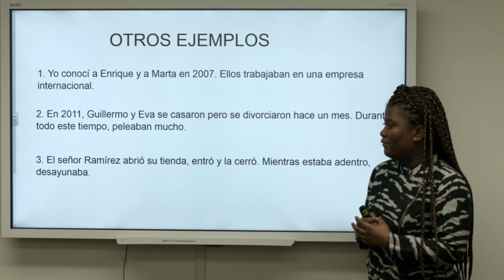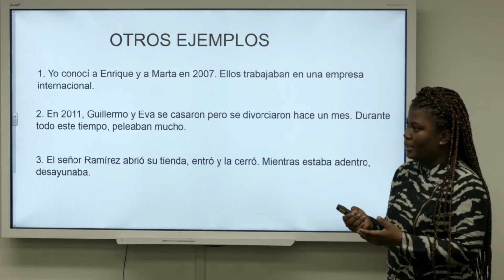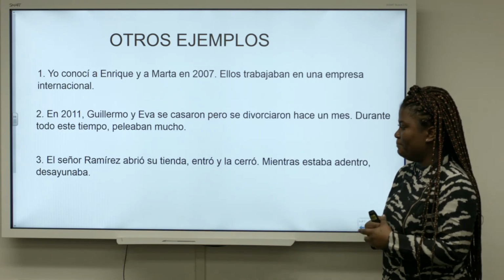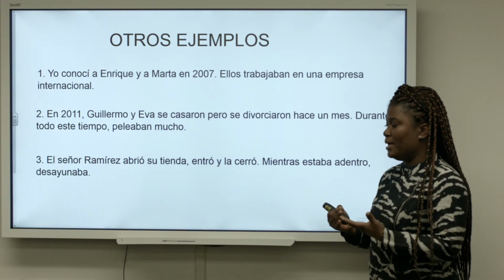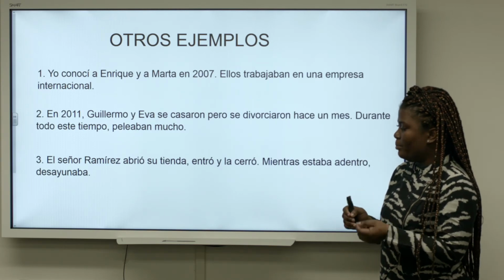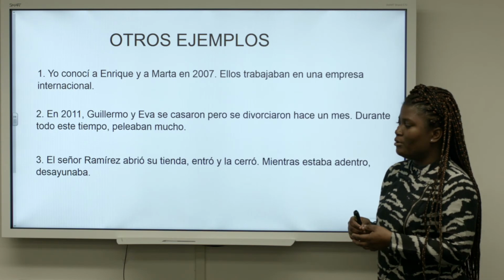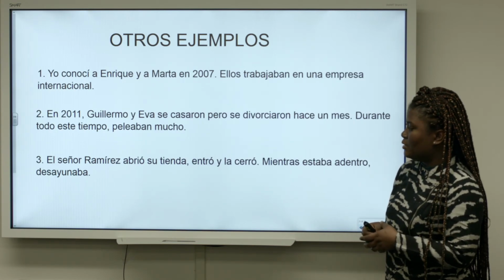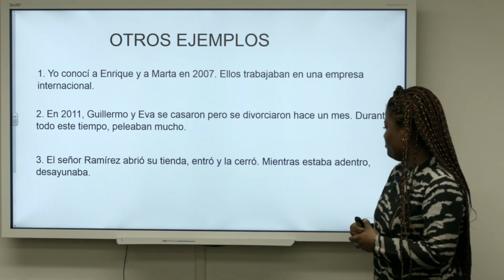So the action of Mr. Ramirez opening his shop, entering it and closing it all happened at the same time. Even though we've not been given a specific month or year or time or day, we know that when he opened the shop, he entered it and he closed it. So these actions will be conjugated in the preterite tense. The verbs are abrir, entrar, and cerrar.